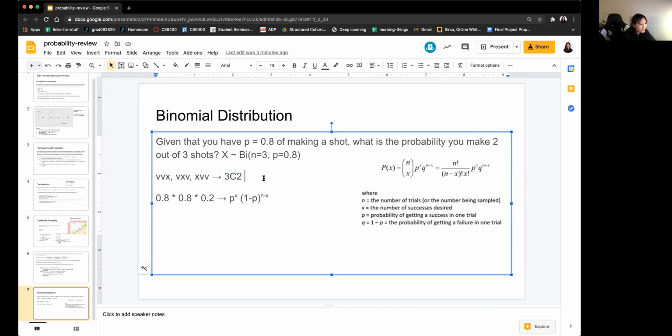So now that you know that you have 3 different ways to make 2 out of 3 shots, we have to find out the probabilities of these, which is pretty straightforward because we're given the probability of making a shot. Making a shot is 0.8, not making a shot is 0.2. So the probability for one combination of making 2 out of 3 shots is just 0.8 times 0.8 times 0.2. Putting this together with your 3 choose 2, that's how you end up with your final answer.